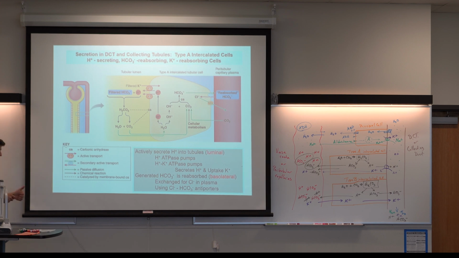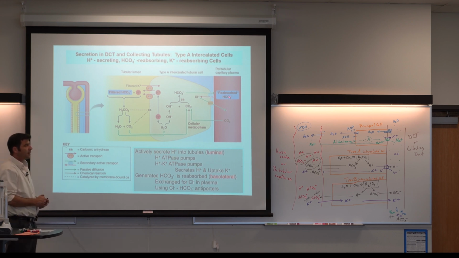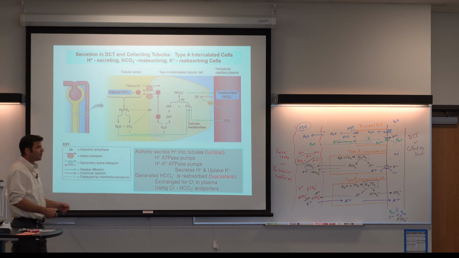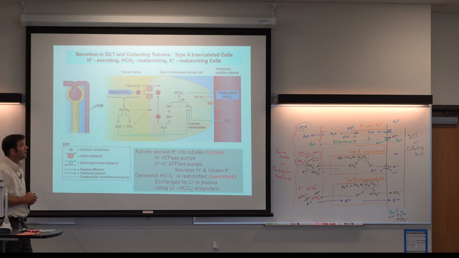So type A intercalated cells secrete hydrogen. They get rid of that hydrogen, but the downside is that they reabsorb potassium. And they also reabsorb that bicarbonate, trying to neutralize the acidic blood. That's why we said if the blood is acidic, the urine is also acidic.